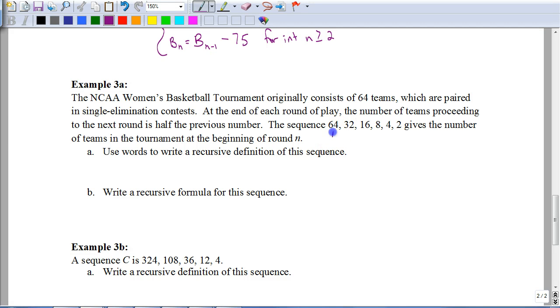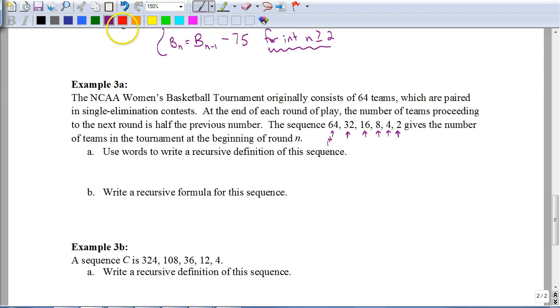So this refers to the beginning of the first round. This would be the second round, the third, the fourth, the fifth, and the sixth. And you're not going to have any more than 6 rounds because after the 6th round is played, you know who the winner of the tournament is. So there's not going to be a 7th round. So that's important when we go to do this part to describe what numbers we're going to use for n.